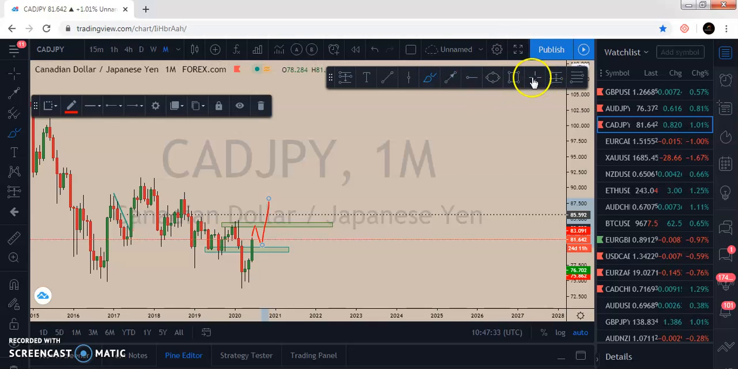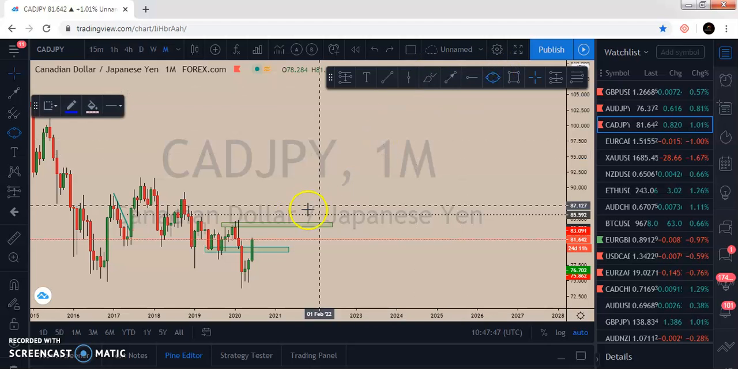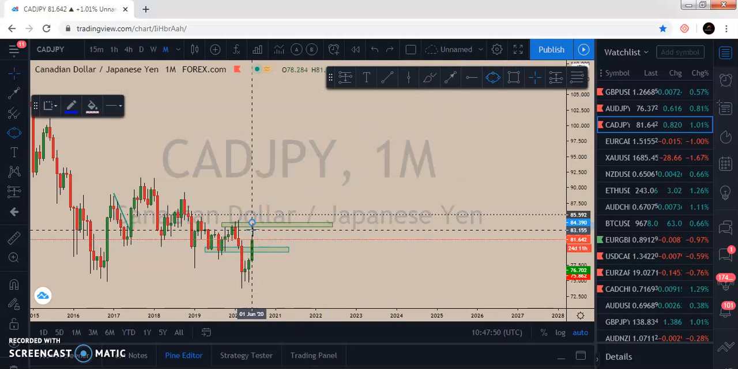So what are you going to be looking out for? Let's say something like this. You wait for it to get here and short to the right shoulder. You wait for it to get to this equal high and short to the right shoulder. So you'll be looking for a short opportunity to this region.